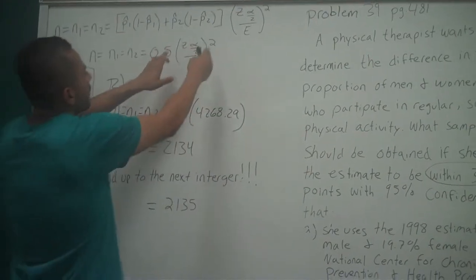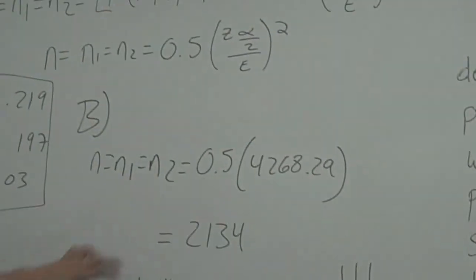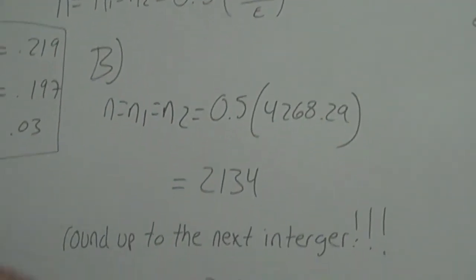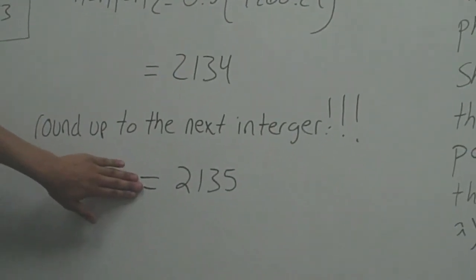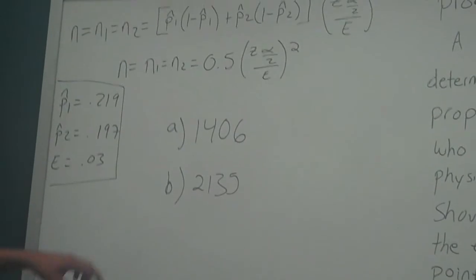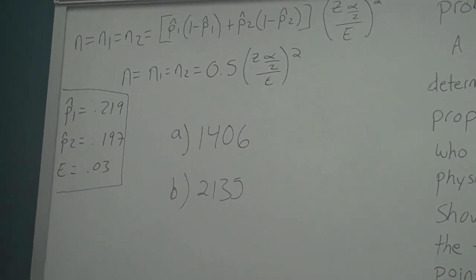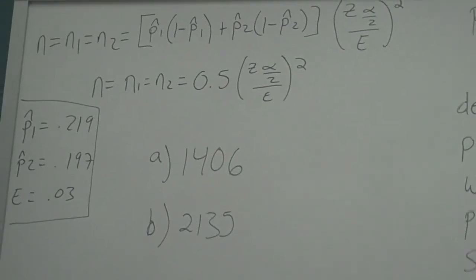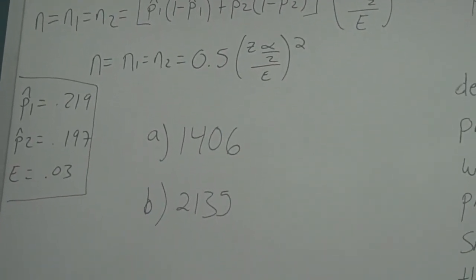For part B, since we already have this value, we just multiply that by 0.5 and we get 2134, and once again we need to round up to the next integer, so part B would be, our sample size would be 2135. So in conclusion, the physical therapist, given the prior estimates, would need a sample size of 1,406, and not given prior estimates, would need a sample size of 2,135 people.